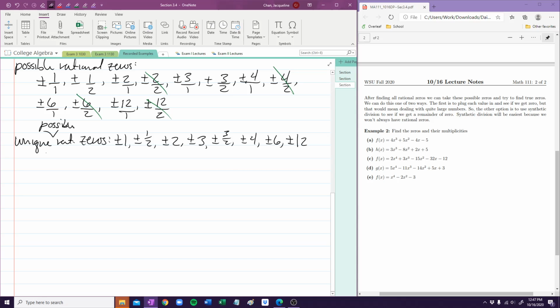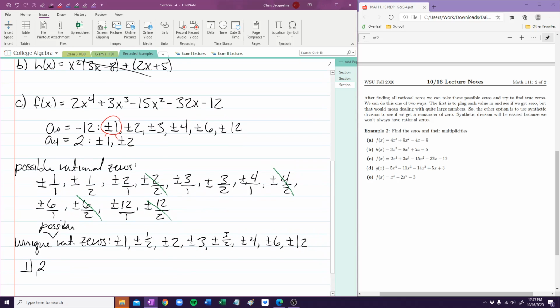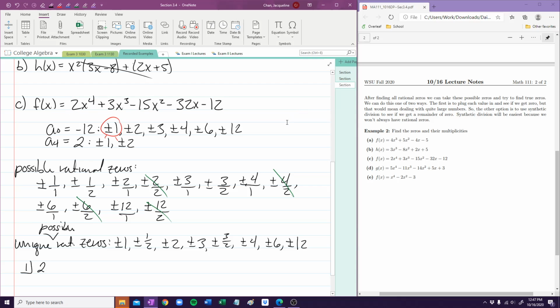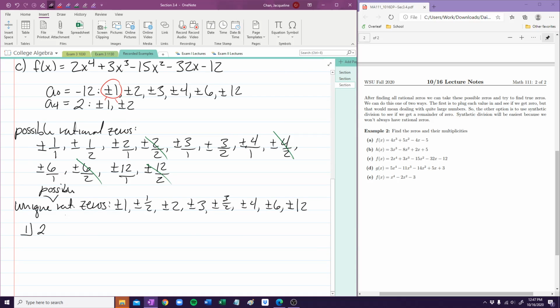Some of you probably see I get tired of explaining the steps and I just do it, so that's probably not good of me. So this one I will explain again how to do synthetic division, and then as we do examples, I'm going to go faster. So again, I'm going to write the coefficients. Luckily, this is in order, so I don't have to change anything. So this is 2, 3, negative 15, negative 32, and negative 12.